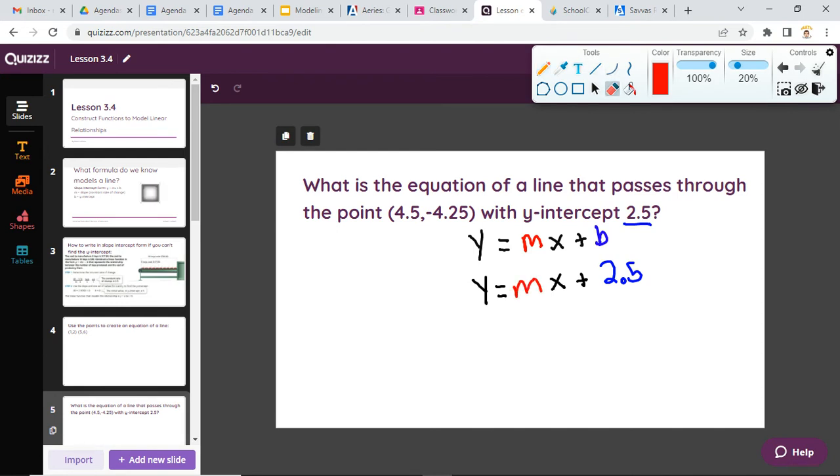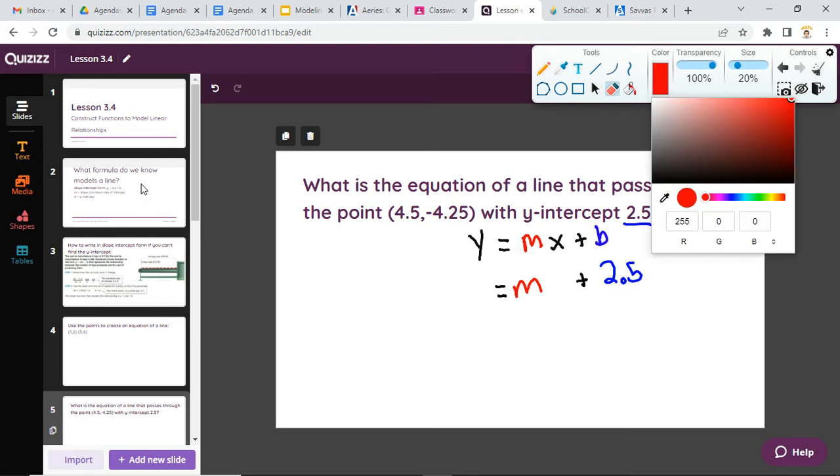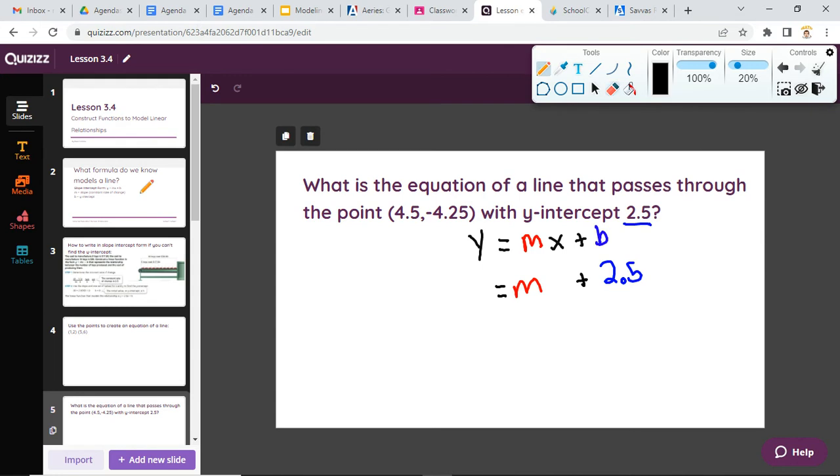All right, but we do have a pair of points, so I can plug those in for my y and my x values. Here, my y value is negative 4.25. So I'm going to replace the y with negative 4.25. My x value is 4.5, so I'm going to replace my x with 4.5. So I get negative 4.25 is equal to m times 4.5 plus 2.5.